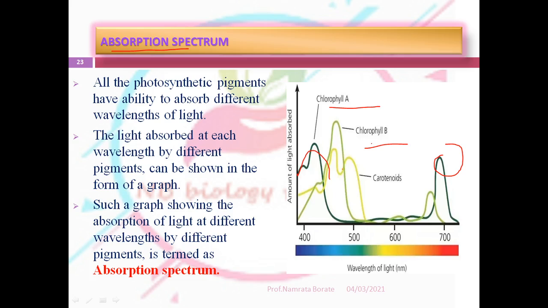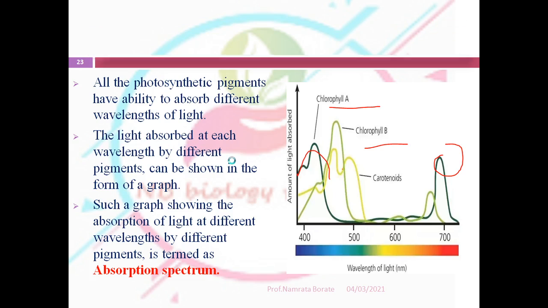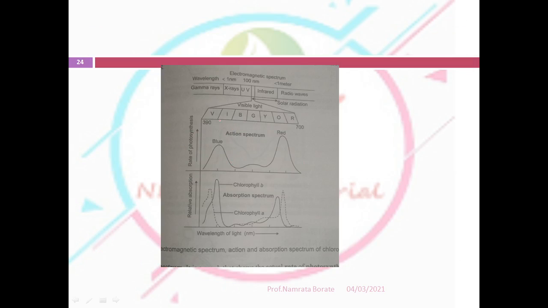It can be measured with the help of the instrument called the spectrophotometer. So you can see this is the absorption spectrum. In the absorption spectrum, there is more absorption of light by chlorophyll A and chlorophyll B. It is more in the blue, violet as well as the red color of the visible spectrum.